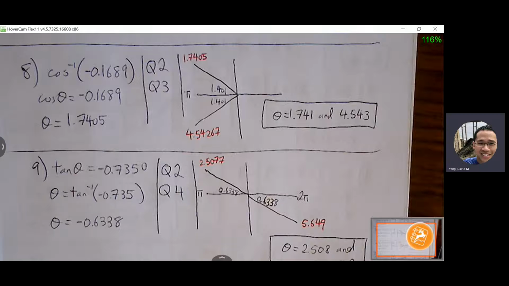Okay, 1.74 is not a reference angle. It's too large. So we know because of principal values, inverse cosine for negatives will give you a second quadrant measure. So we have to use that to help us get to the reference angle. Pi minus 1.74 will give us 1.4. Once you know that 1.4, you can use that to help you get to that third quadrant measure that we want. So pi plus 1.4 gives us 4.54.